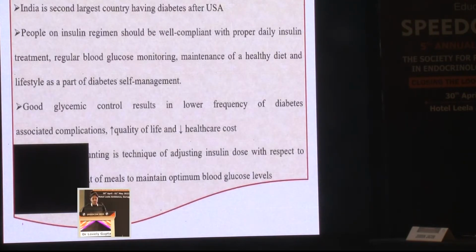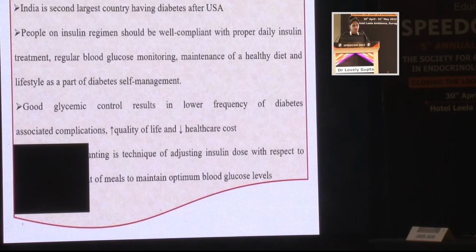So, here comes the introduction. India is the second largest country having diabetes after USA in the young age group. People on an insulin regimen are required to be well compliant with proper daily insulin treatment, regular blood glucose monitoring, and maintenance of a healthy diet and lifestyle as part of their diabetes self-management, so that there is lower frequency of diabetes-associated complications, increased quality of life and decreased healthcare cost.